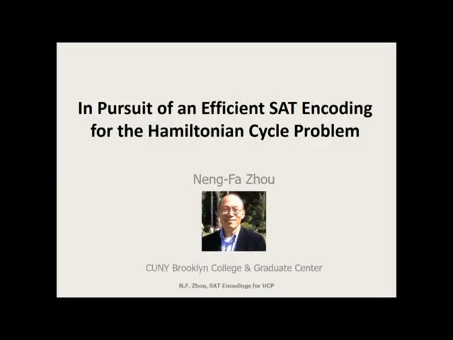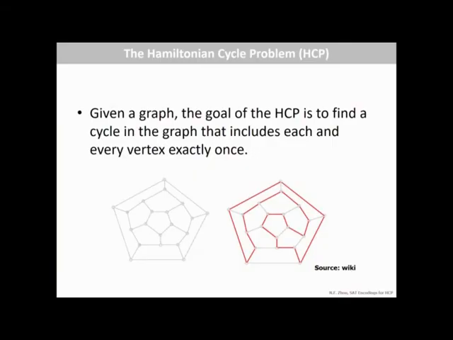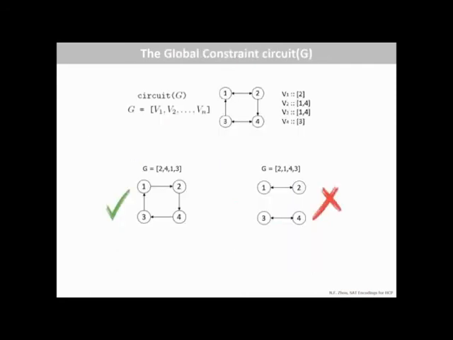Hello, my paper is about finding an efficient set encoding for the Hamiltonian cycle problem. The Hamiltonian cycle problem, HCP in short, is one of the well-known NP-complete problems. Given a graph, directed or undirected, the goal of the problem is to find a cycle in the graph that includes each and every vertex exactly once.